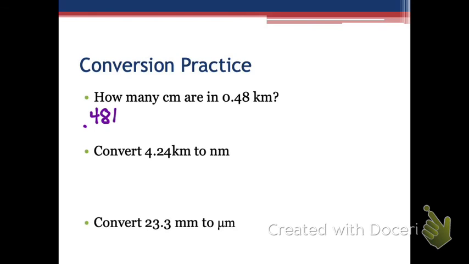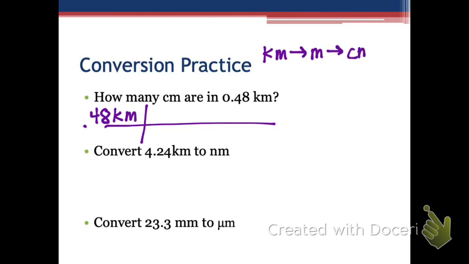So we're going to go 0.48 kilometers. And I'm going to draw my T, right? Because I always start my chart with what I know, the number I'm given. Now let's map out, how can we get from kilometers to centimeters? Kilometers to, not grams, but what's the simple unit for length? Meters, then to centimeters.